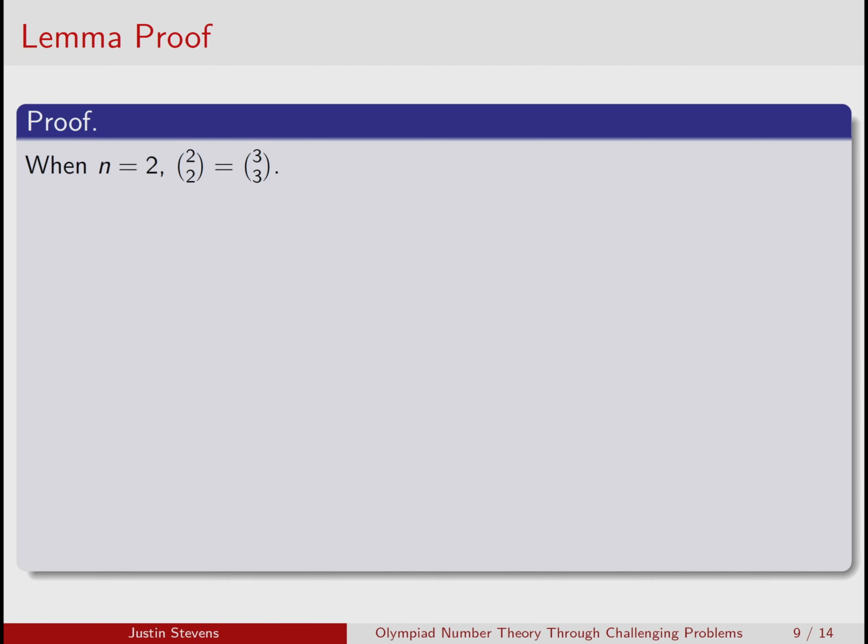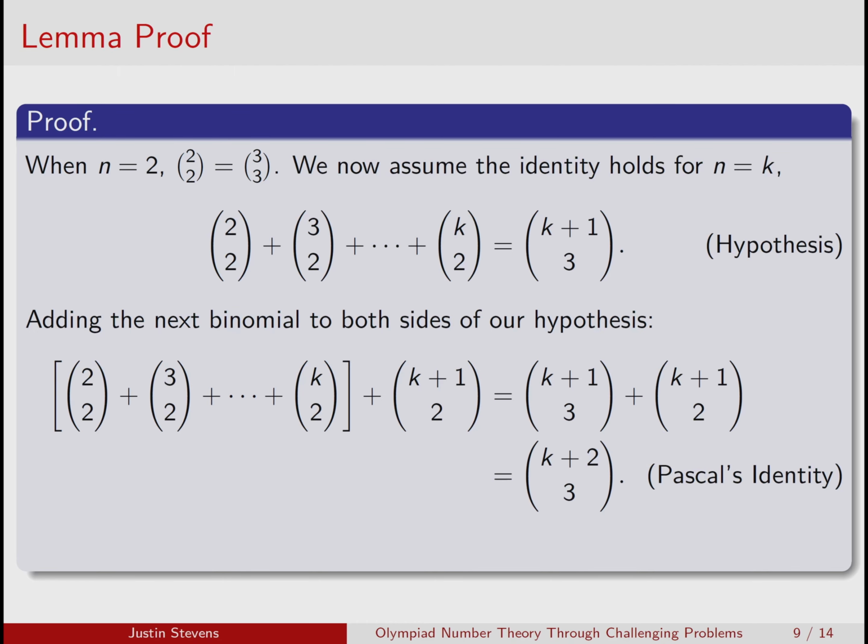So when n is equal to 2, we see that 2 choose 2 is equal to 3 choose 3, so that works. And we now assume the identity holds for n equal to k. So we have that 2 choose 2 plus 3 choose 2 plus all the way up to k choose 2 is equal to k plus 1 choose 3.